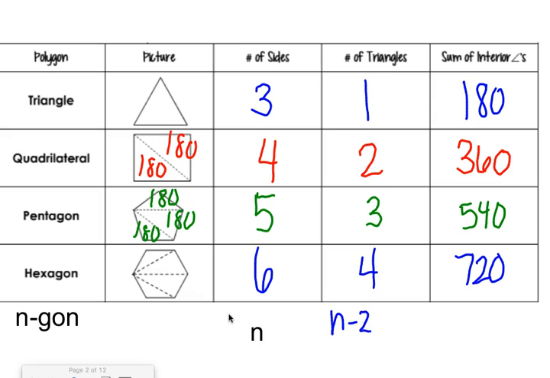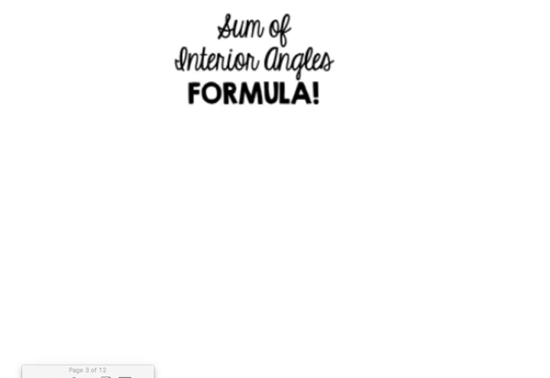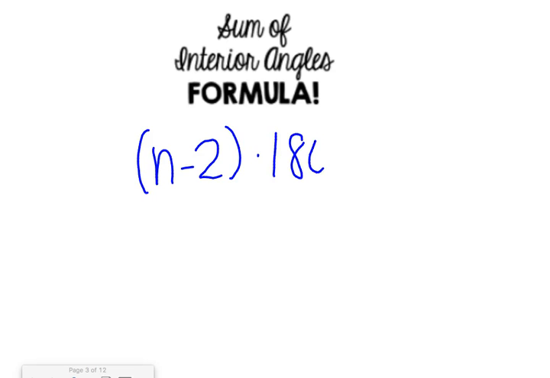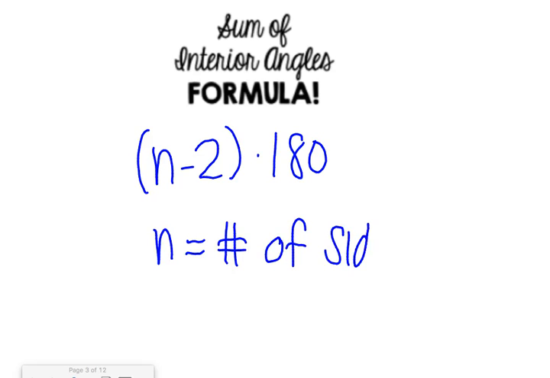And then what do I do with that number to get this number? Yeah. So that's how you find how many degrees are in a polygon. The number of sides minus 2, times 180. There we go. (n minus 2) times 180, where n is our number of sides. That one's in your notes. So that's one of our formulas we'll use today.